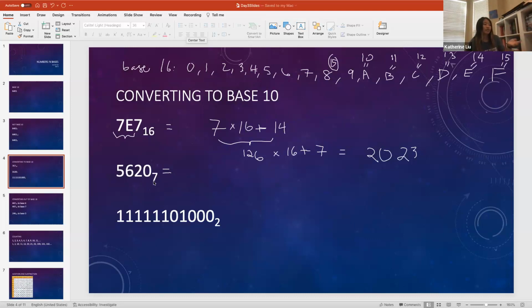So 5620 base 7. We're gonna start from the left. And I think this one might be slightly easier for you to understand this trick because the numbers are way smaller. So we have the 5. And then we're gonna include the 6. So we have 5 times 7 and then plus 6.